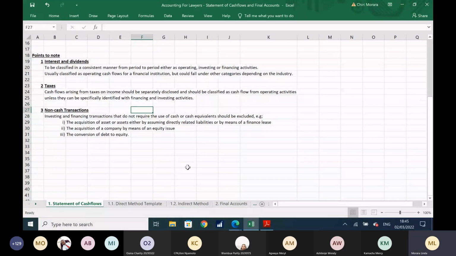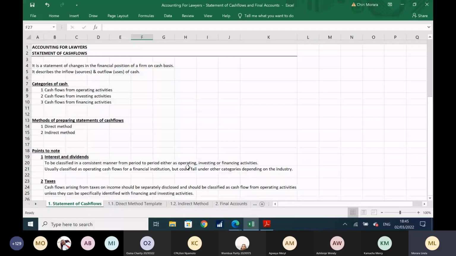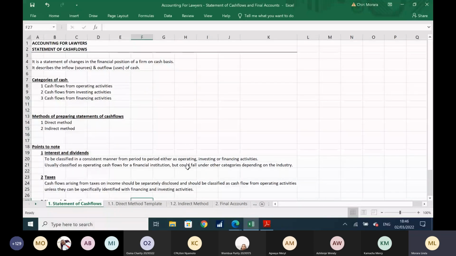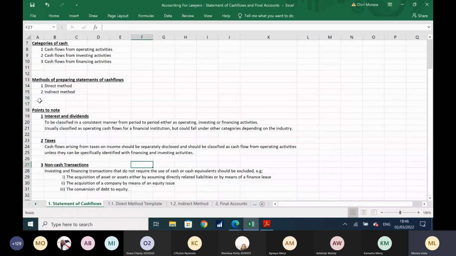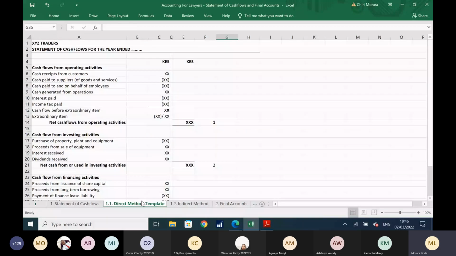You could also decide to buy a company, but then you've not paid them money, you've issued them with shares. So technically, money has not changed hands, so that would not feature in your statement of cash flows. And also, if you convert your debt to equity, money has not changed hands again, so that would not go there. So you should be able to tell that it's literal money, not an obligation, not a right, but literal cash that is moving. So we had said that you have your direct method and you also have your indirect method. I will start by taking us through the direct method.